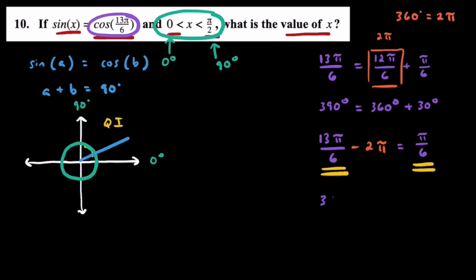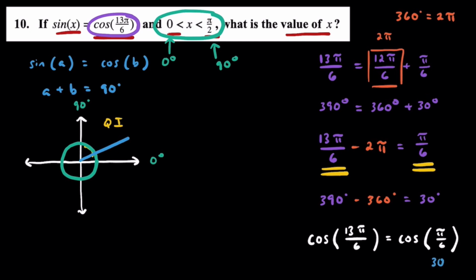Thinking about this in degrees, we can say that 390 degrees, instead of going around a full circle, taking away the 360 degrees, is just equal to 30 degrees. Instead of going around 360 degrees plus another extra 30 degrees, we can just move 30 degrees and we'll be at the same location. Now that we know that 13 pi over 6 and pi over 6 are in the same location, instead of saying cosine of 13 pi over 6, let's just think about this as cosine of pi over 6. That'll get us the same answer.